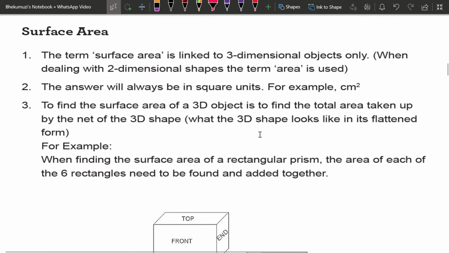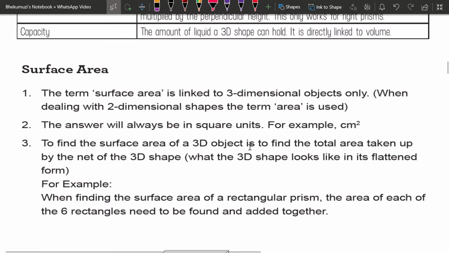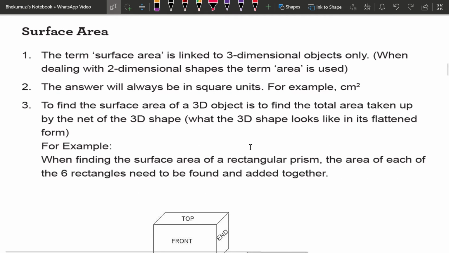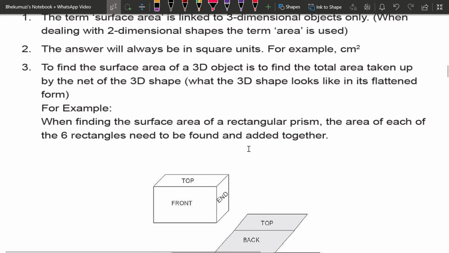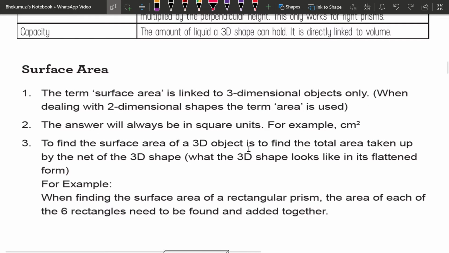Now, starting off with surface area, right? So surface area is linked to three-dimensional objects only, right? And when dealing with two-dimensional objects, we're just talking about area, right? So with surface area, we're always thinking about a 3D shape, right? And the answer will always be in square units, meaning that if it's centimeters, then it should be centimeters squared, right? And also, to find the surface area of a 3D object is to find the total area taken by the net, right? So that's very important. It's what the 3D shape looks like when it's flat in form, right?